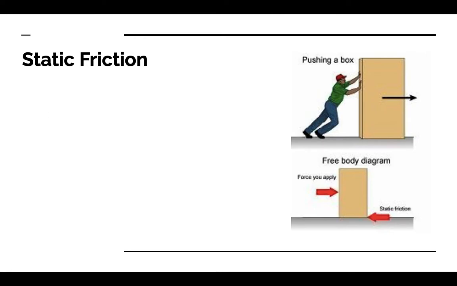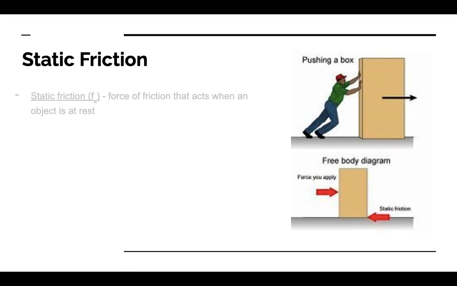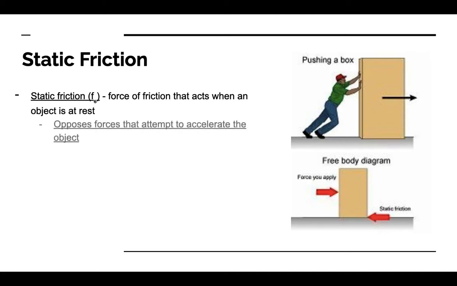So static friction acts to oppose the attempted motion of our object. So if our object is at rest, static friction is going to attempt to oppose the object's change in motion from rest. So that's our beginning idea for force of static friction. We denote it with little f subscript s. The force of friction acts when an object is at rest. It will attempt to keep the object at rest and thus oppose any forces applied to the object. So it opposes forces that attempt to accelerate the object and acts opposite the direction of the attempted motion of the object.